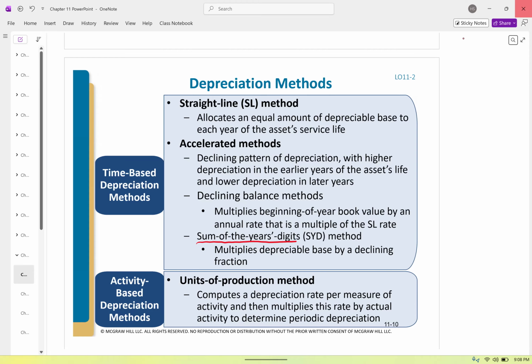Many years ago, before I started studying for the CPA exam, I was tutoring online, and a student asked me about sum of the year's digits, and I was like, I don't even remember how to do sum of the year's digits.